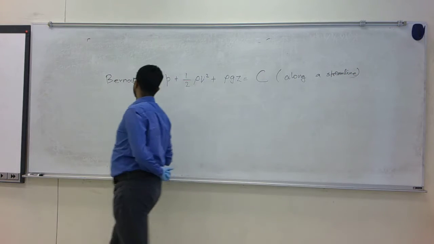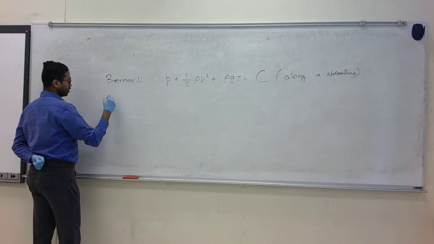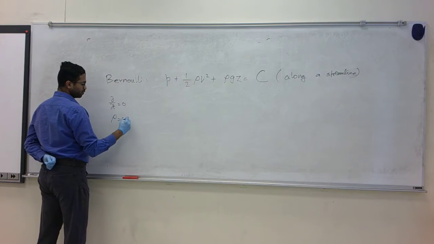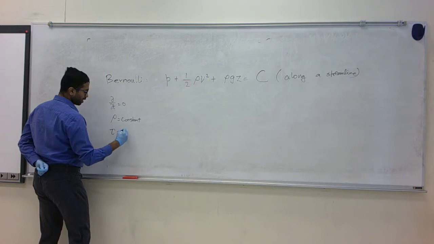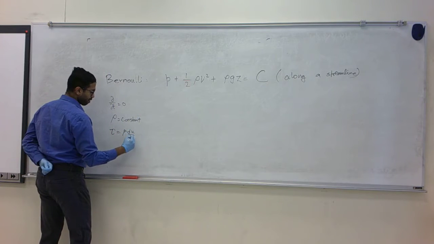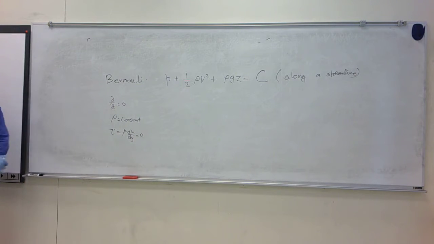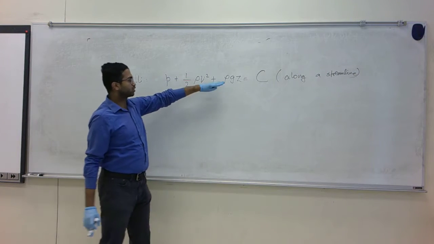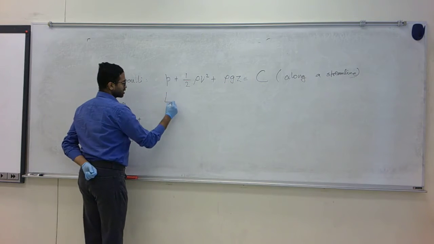The assumptions that go with the Bernoulli equation are something that you should constantly remind yourself, which is that it is a steady flow, it is an incompressible flow, and it is an inviscid flow where the shear stress is 0. Steady, incompressible, inviscid. So we have this pressure plus half rho V squared plus rho g z equals a constant. Now you know about pressure.